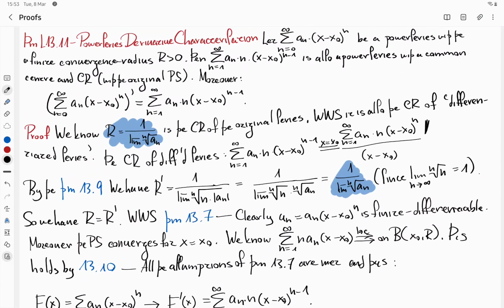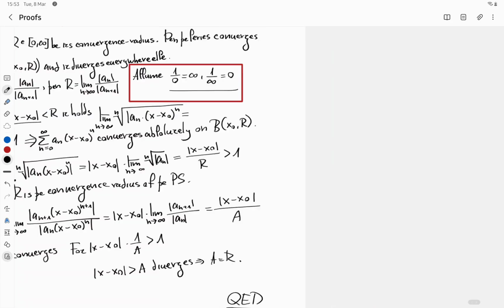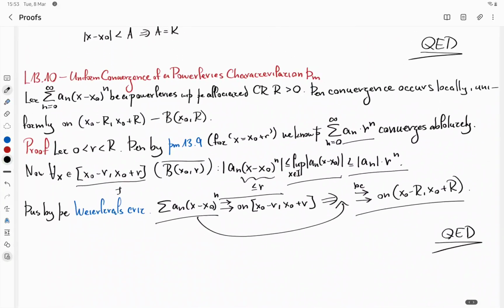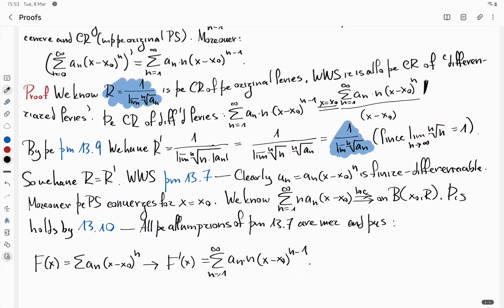I would just like to point out before we finish that the reason why we require that r is greater than 0, beside other things, is that it is in the requirements of 13.10, right? Otherwise, the uniform local convergence could be broken. It's in the requirements up here. But since we assume that r is greater than 0, the local convergence does occur uniformly on the given interval given by the convergence radius. And now we conclude the proof.